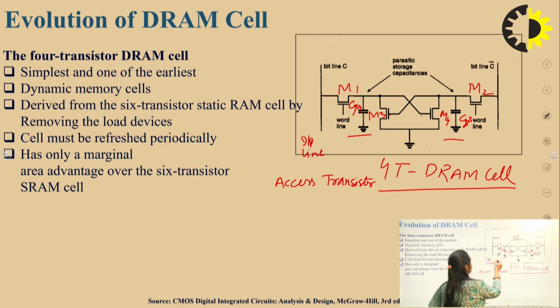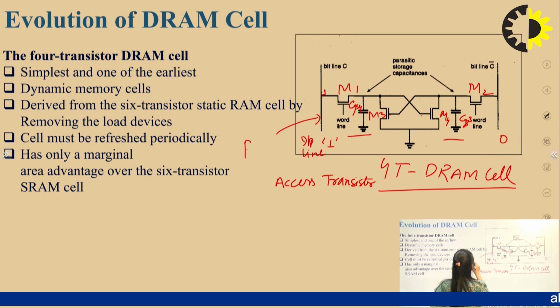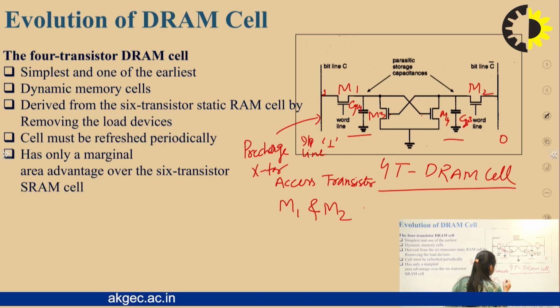Suppose I want to write 1 in this particular memory. At this input line, bit line C is 1, then C bar is 0. If this is 1, a high value, VDD, is there. This 1 we can get through a pre-charge transistor. This bit line is always connected to the pre-charge transistor, here also and here also. So if this is 1, that means at the input of these pass transistors, M1 and M2 are pass transistors.